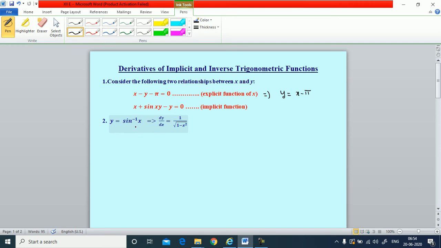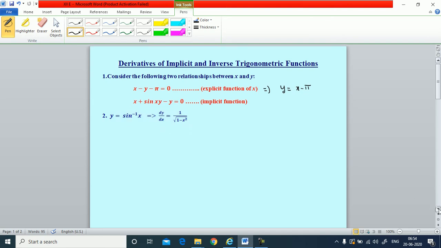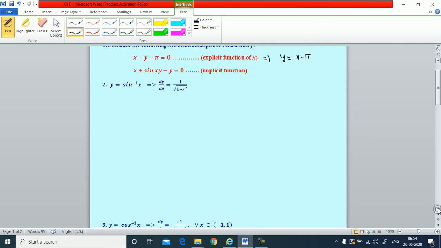See, it says if y is sine inverse x, then the derivative of y with respect to x will be 1 over square root of 1 minus x square. Let us find it using the first principle method. This equation can be written as x is equal to sine y. Now if I take a slight change in x, then corresponding to that there will be a slight change in y as well. It can be an increase, it can be a decrease also.